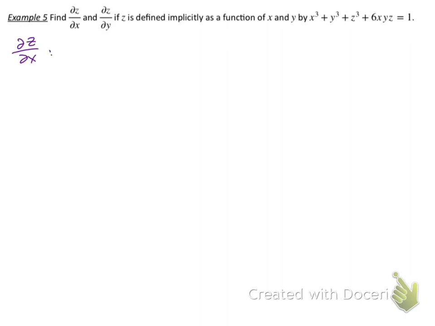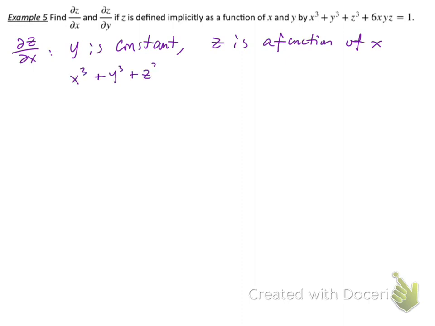what happens is x is the independent variable that you are differentiating with respect to, y is constant, and z is a function, which means you are going to do chain rule when you meet z. Then we differentiate the whole equation with respect to x. Let me copy the equation one more time.